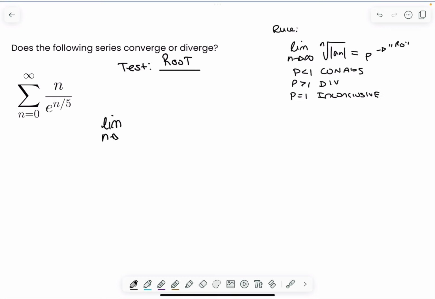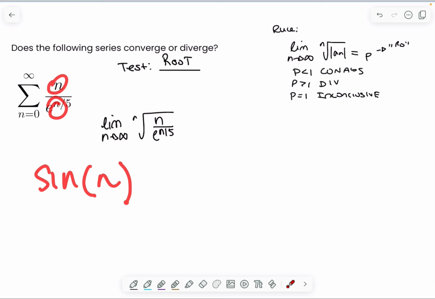So the limit as n approaches infinity of the nth root of the absolute value of your sequence, which is n over e to the n over 5, that's what your sequence is here. Note that n is greater than or equal to 0, so that means all the terms in our series are going to be greater than or equal to 0, aka they're going to be positive, so this is already a positive series. And therefore, taking the absolute value of that is just going to be that. It's already positive, makes no difference, because all we have are n's. There are no trig functions that, when we plug in n, could give us something that's not positive.